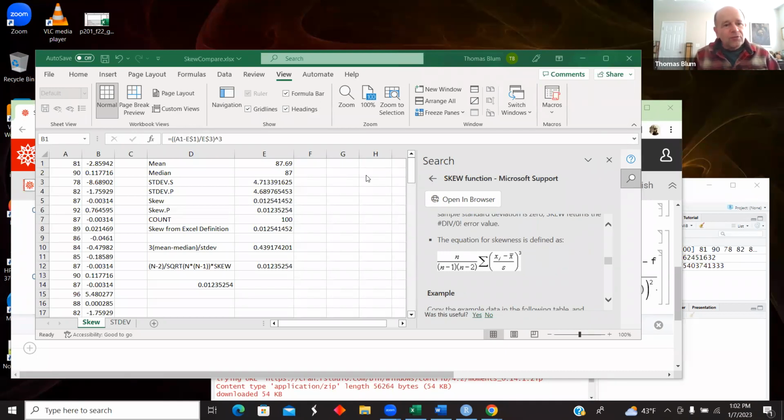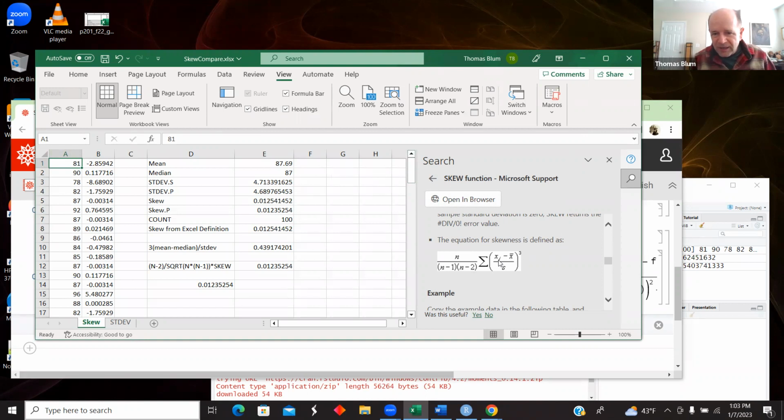Okay, so Excel, let's start with Excel. I had some data, just generated some fake data, and now I'm going to calculate the skew. I went to the help in Excel and asked, what's your definition? And it said I'm looking at what's called a third moment. I'm taking my data minus the average or mean, dividing by the standard deviation, and cubing all those.